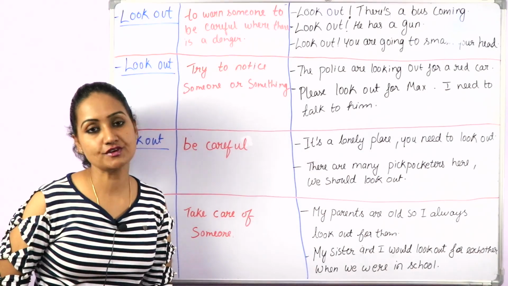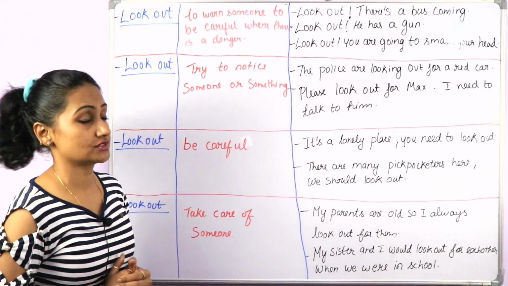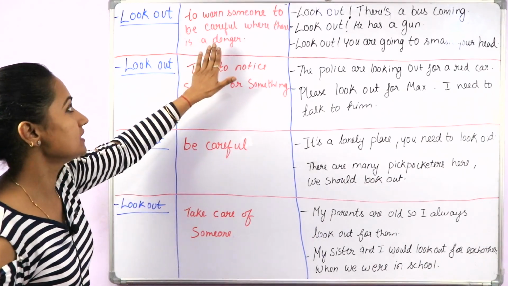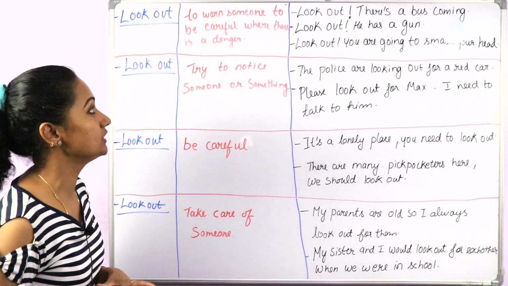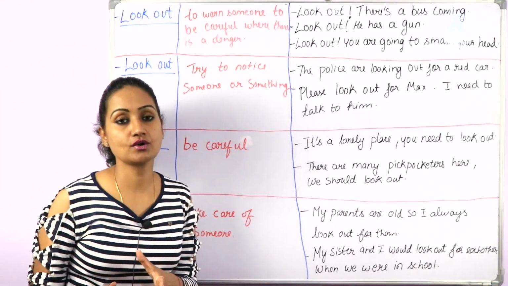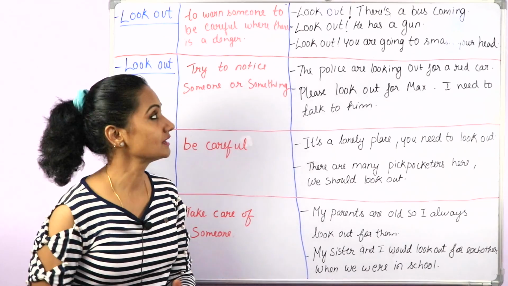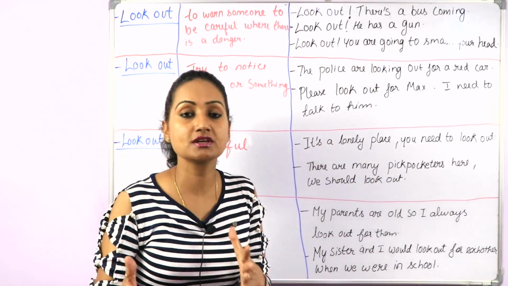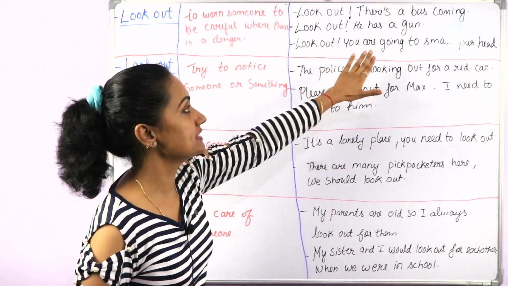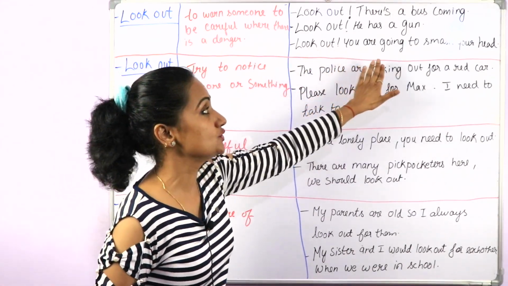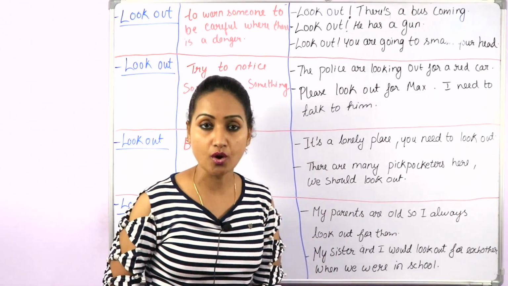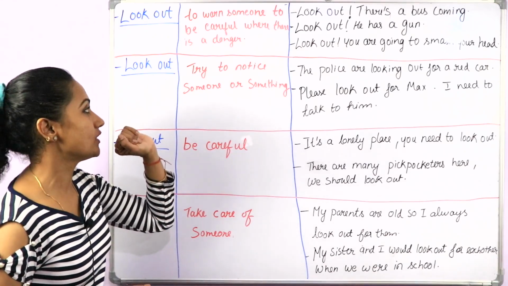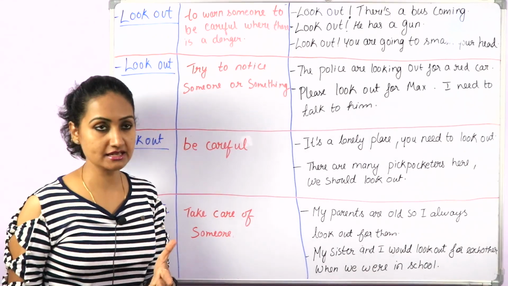Next and the last phrasal verb is look out. So this has several meanings, but the most common is this one: to warn someone to be careful when there is a danger or when there is going to be an accident. For example: Look out, there is a bus coming. Watch out, there is a bus coming. Look out, he has a gun. Look out, you are going to smash your head against the wall. So this way we generally use this phrasal verb, but yes, it has several meanings.